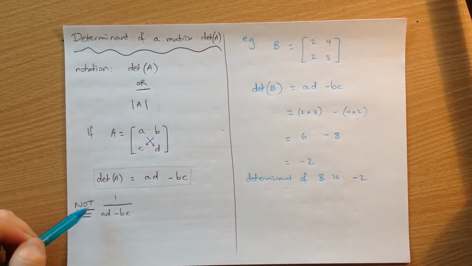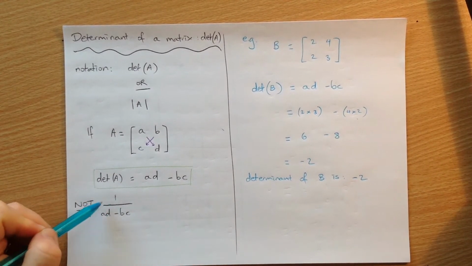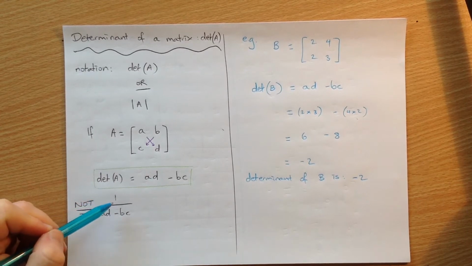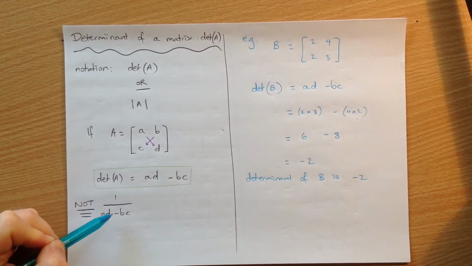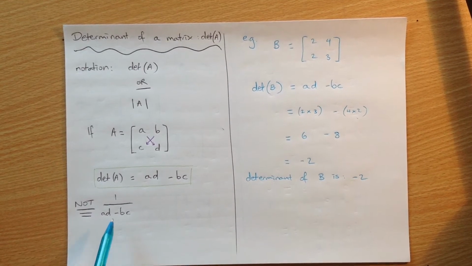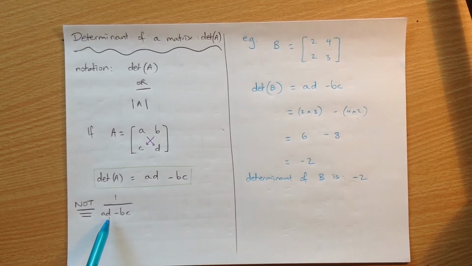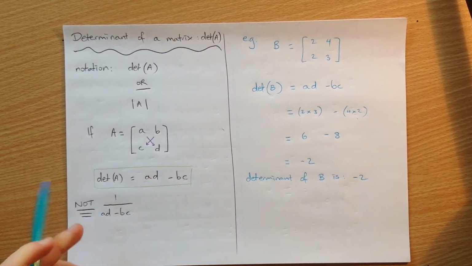Later on we'll get to inverses and you'll see this all the time. The determinant is not 1 over AD minus BC. The determinant is just this bit down the bottom, just A times D minus B times C. I'll put it in a box for you so you don't forget.